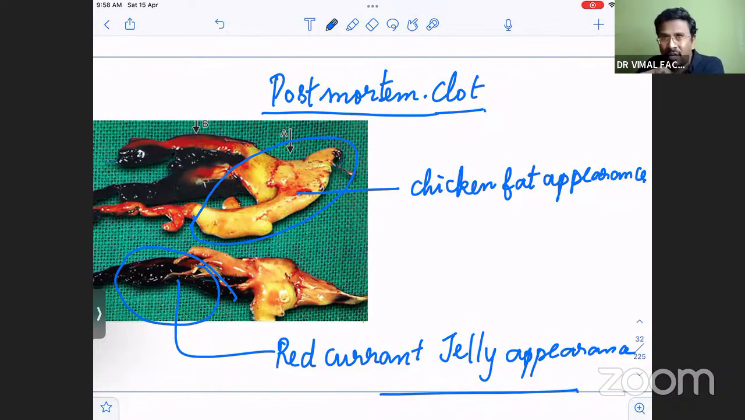That is the reason why you get two layers: the chicken fat appearance and the red currant jelly appearance. The chicken fat appearance is the superficial part with the yellowish plasma proteins, and the bottom part is the RBCs settled by gravity. So a postmortem clot will have chicken fat and red currant jelly appearance, whereas an antemortem thrombus will have lines of Zahn. This is a very important point.